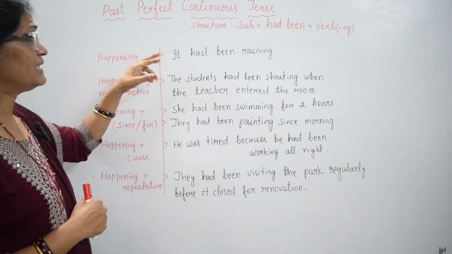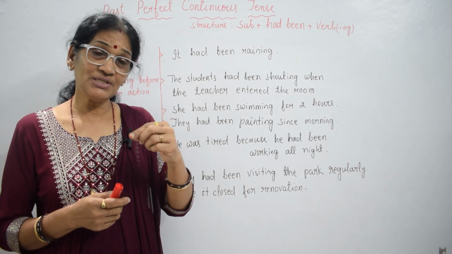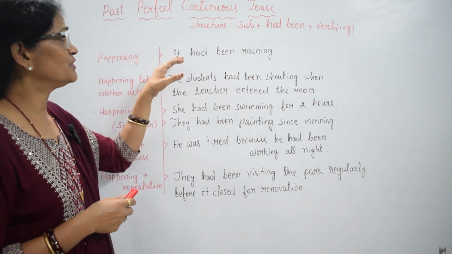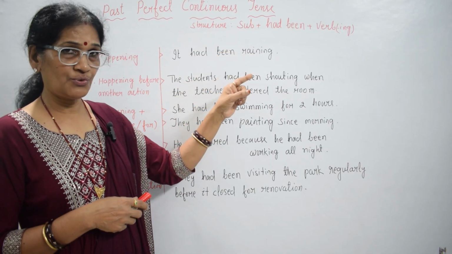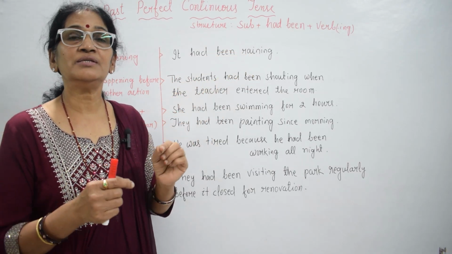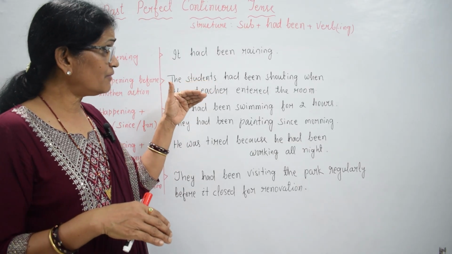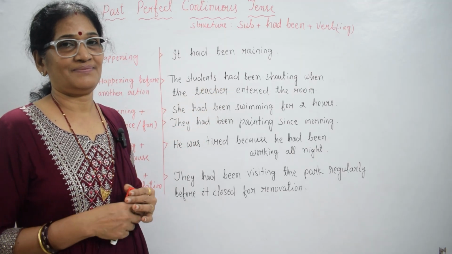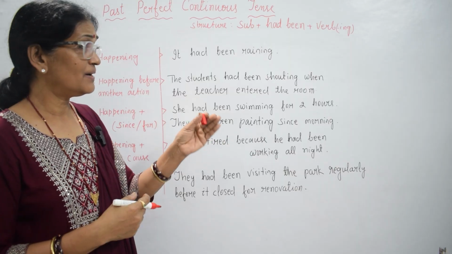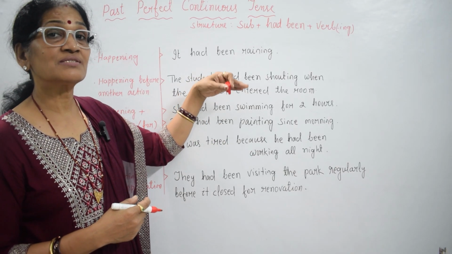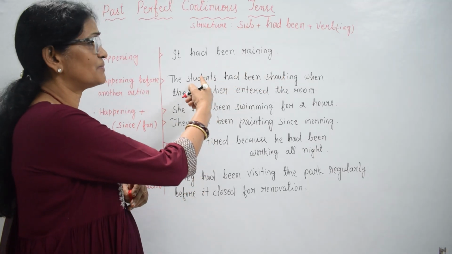Something happening, it had been raining. When it was raining in the past, not using it was raining, instead of that we use it had been raining. The students had been shouting when the teacher entered the room. One action was going on before another action happened. The second action happened, the teacher's entry. First action happening, that was shouting. It was a continuous process. We use past perfect continuous.